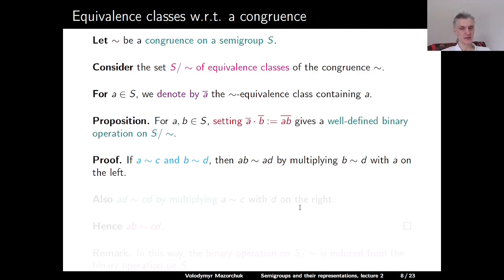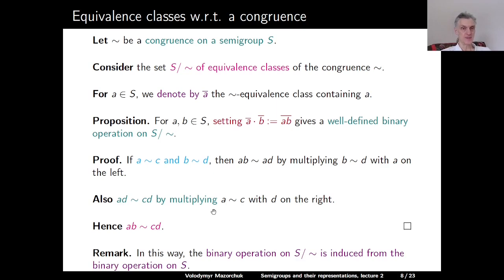Then, of course, AB is tilde equivalent to AD by multiplying B equivalent to D with A on the left. Also, we have that AD is tilde equivalent to CD by multiplying A equivalent to C with D on the right. And now, by transitivity of equivalence relations, we get that AB is tilde equivalent to CD. Which means that the class of AB is equal to the class of CD. So if we change our representative from A to C and from B to D, the product doesn't change because we just get a different representative CD of the same equivalence class.